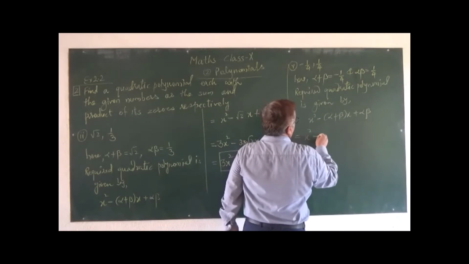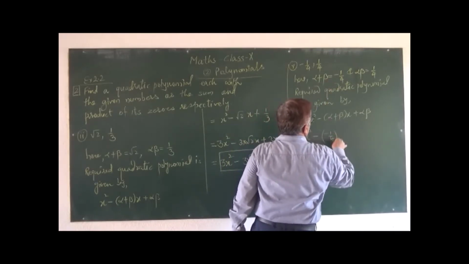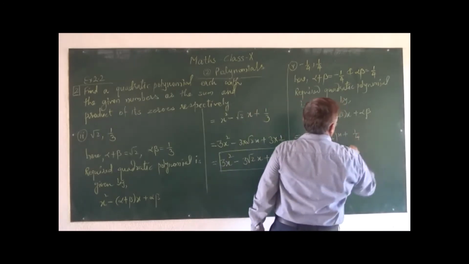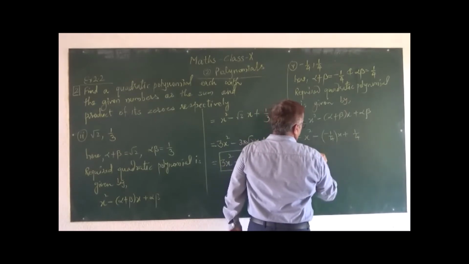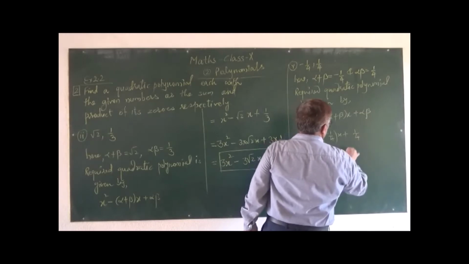x square minus, what is alpha plus beta? Minus 1 by 4, into x. What is alpha into beta? 1 upon 4. So x square minus into minus, so plus 1 by 4 into x plus 1 by 4.